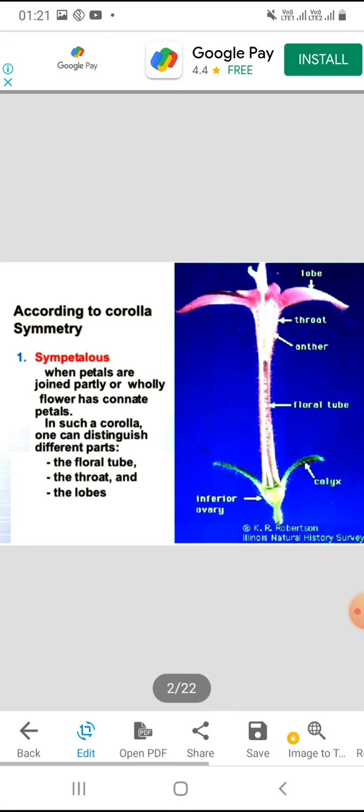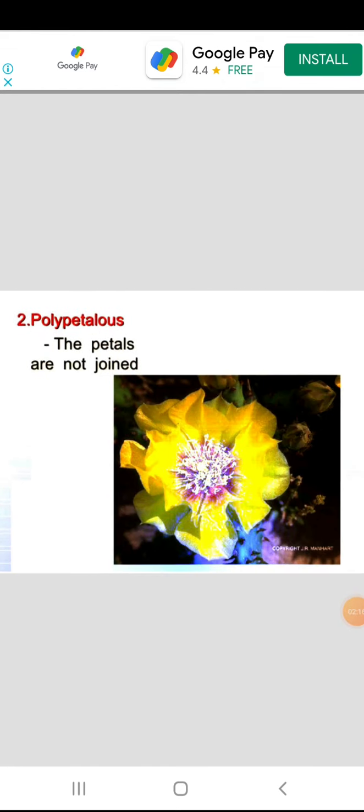Joined, partly or wholly, the flower has connate petals. In such a corolla, one can distinguish different parts like the floral tube, the throat, and the lobes. Second one is polypetalous. Poly means many, and petals are the attractive parts of the flower, also known as the corolla. The petals are not joined.